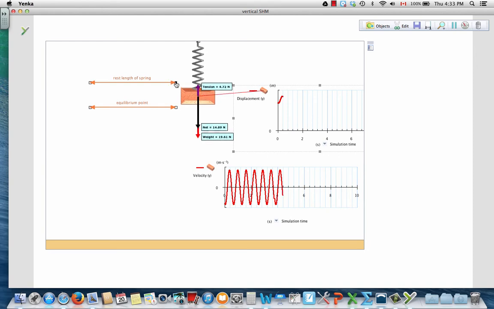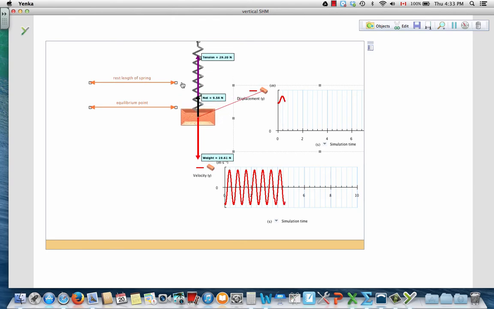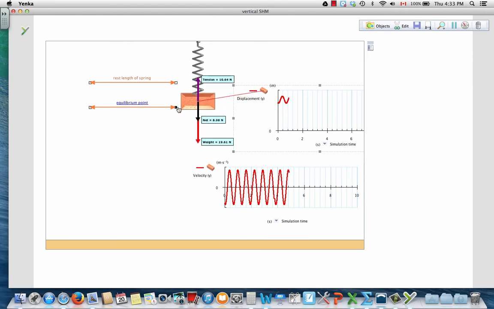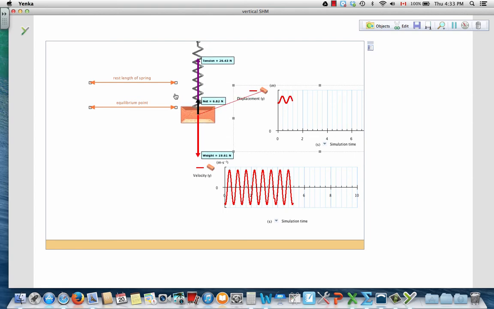So up here, this is the rest length of the spring. At this point, there would be no tension in the spring. The mass isn't getting quite to that point. Here's the equilibrium point, and at the equilibrium point, there's no net force, and the weight and spring forces are the same. So you can see that the mass is moving up and down on either side of the equilibrium point, an equal distance.